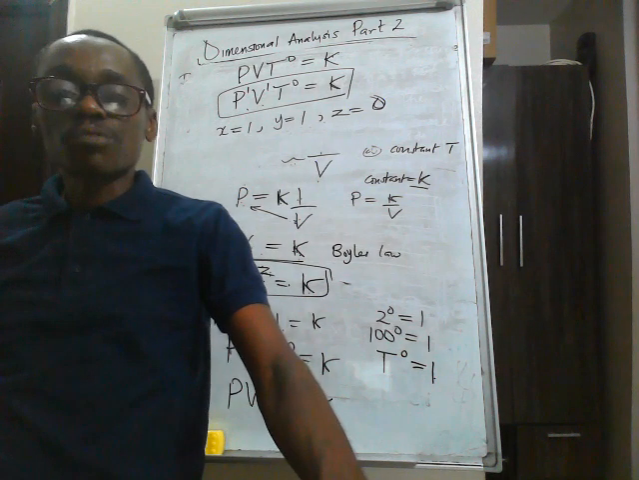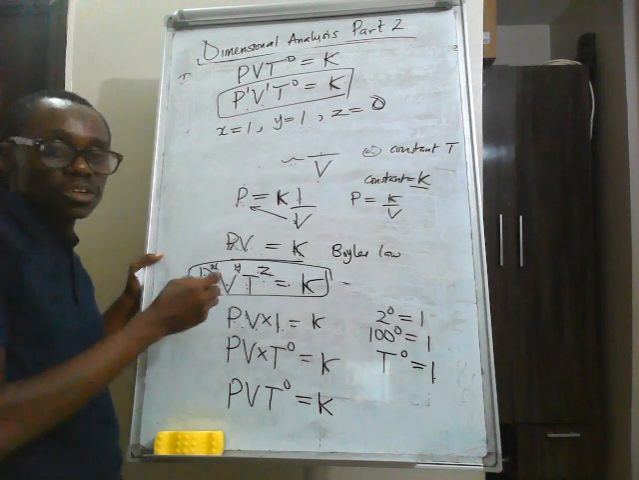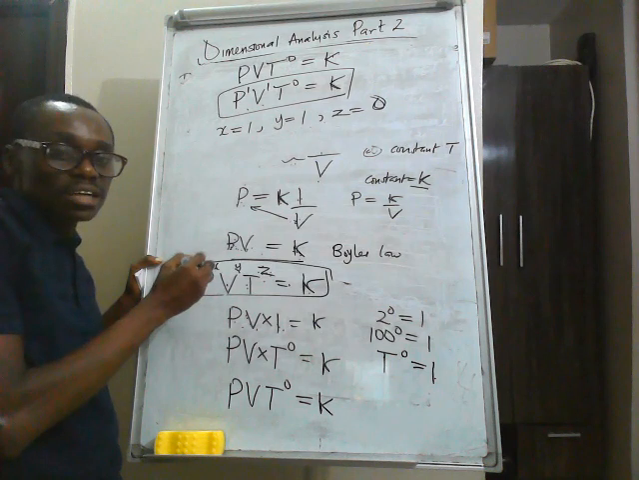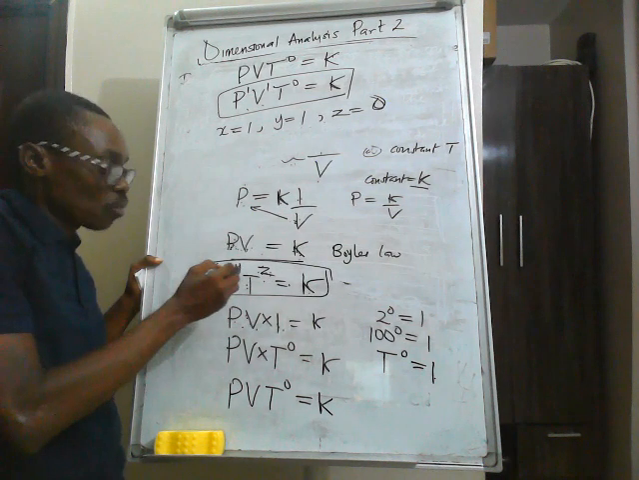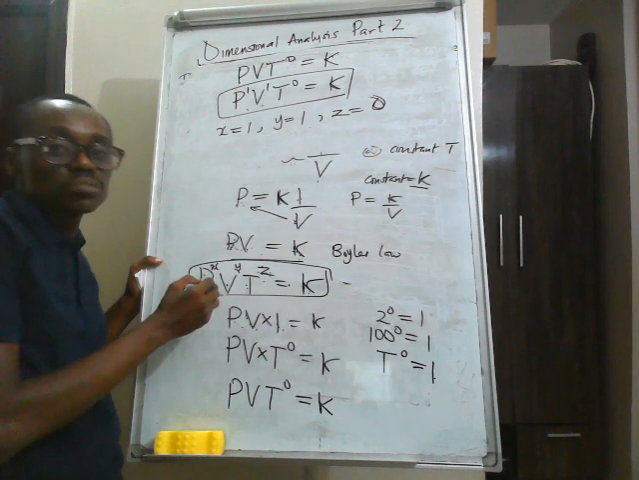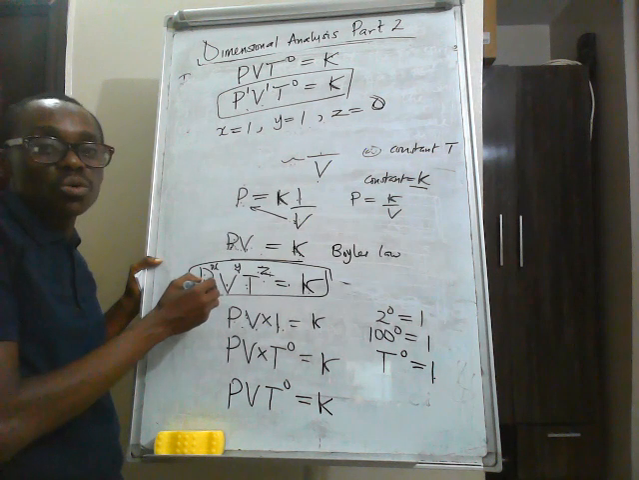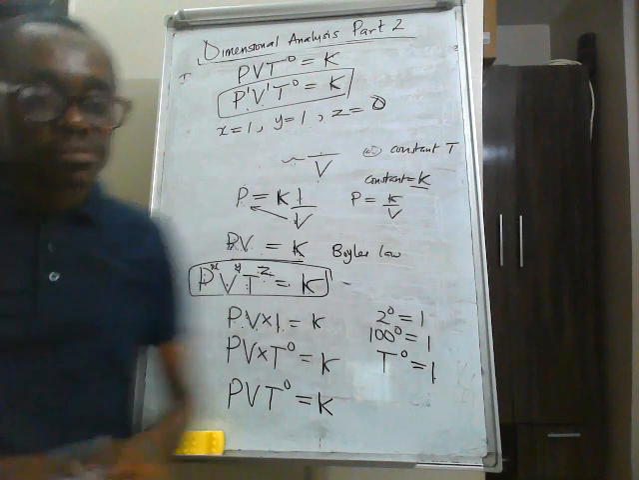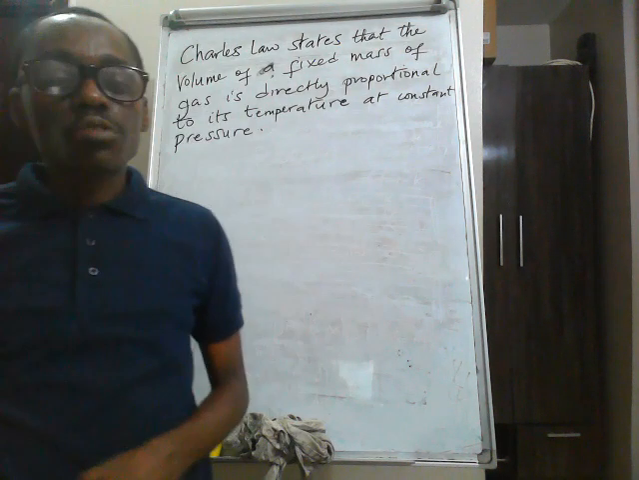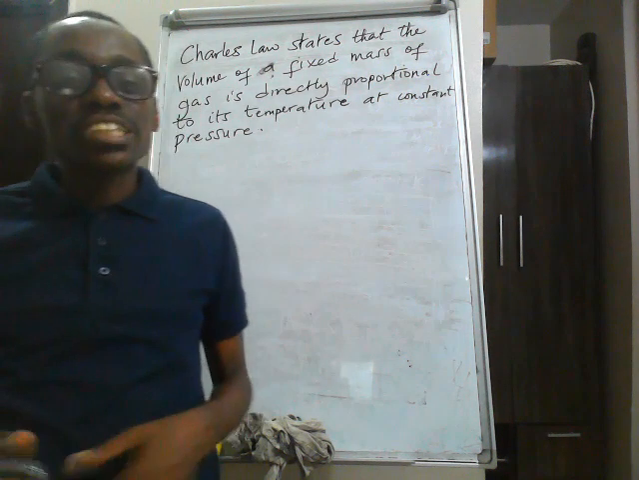So we're going to move to the next one, which is Charles' law. For Charles' law now, it is still the same question, but what are the values of X, Y, and Z for this general gas equation to reduce to Charles' law? So we are going to solve that right away. For you to easily solve these problems, you must know the law. The law must be in your head. So what is Charles' law?